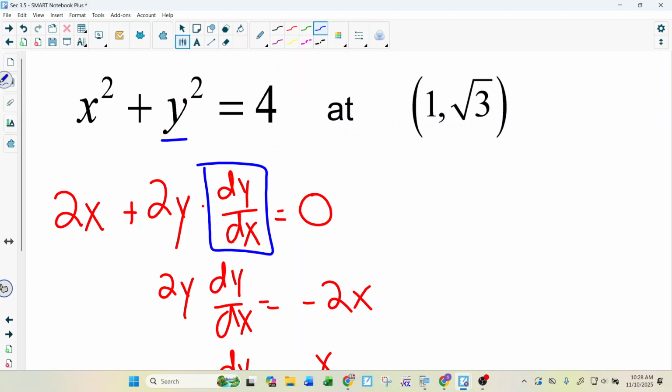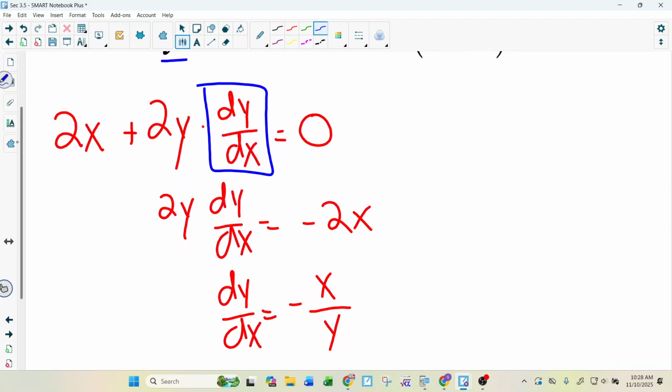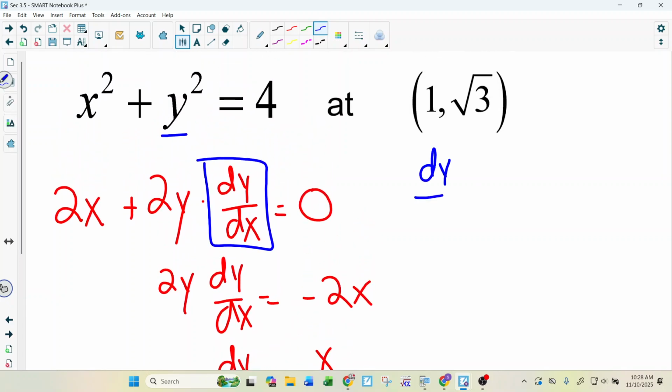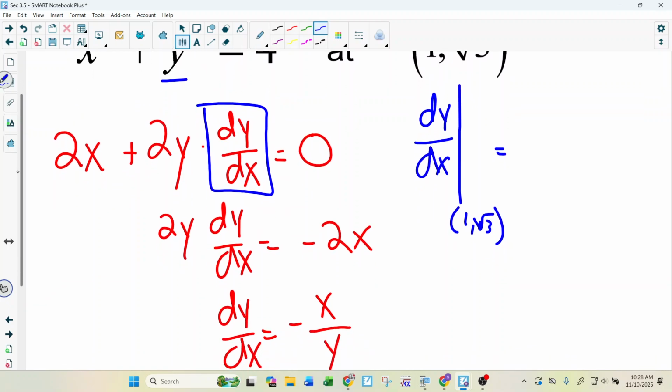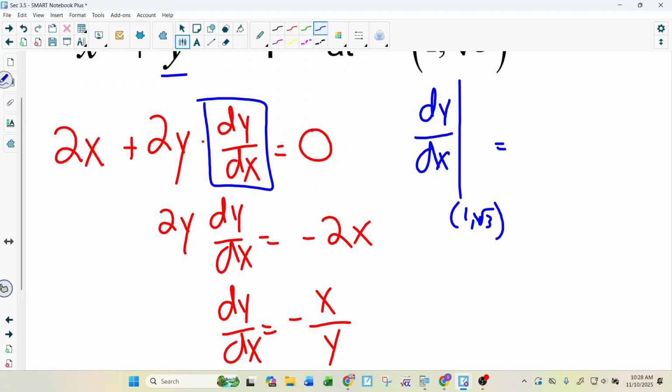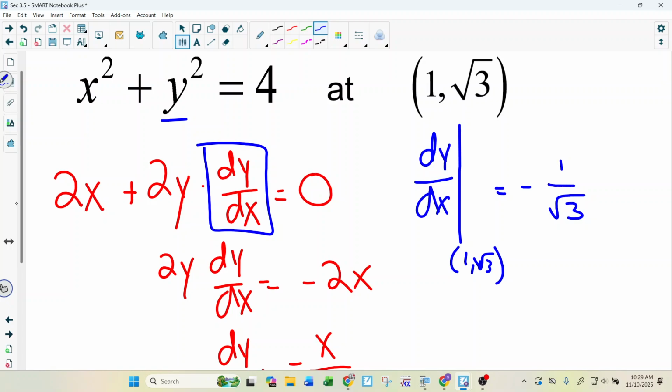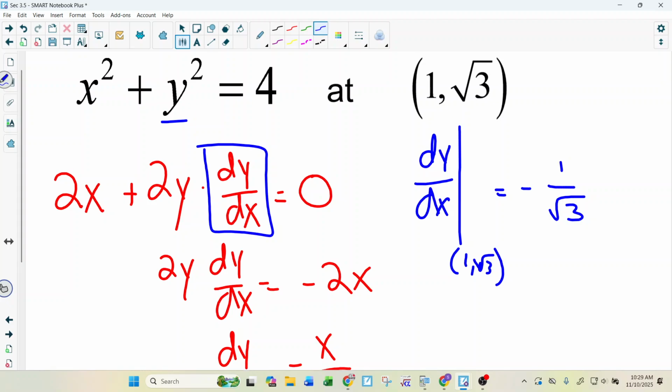Okay. Now, if we wanted to find the derivative at a point, we can now find dy/dx at that point. I'll introduce this here for the first time. That vertical line, (1, square root of 3), is just a mathematical way of writing, I'm going to plug these two numbers into the derivative when we don't have functions. So at (1, square root of 3), this would be negative 1 over the square root of 3.